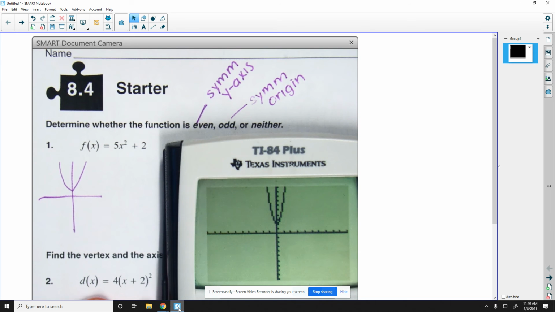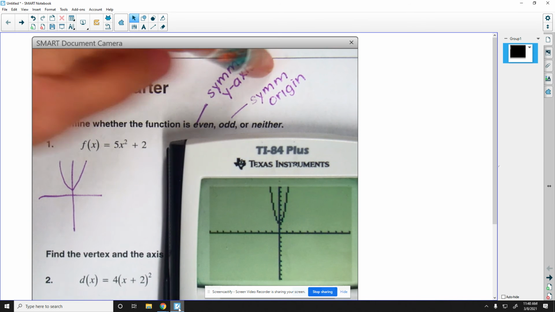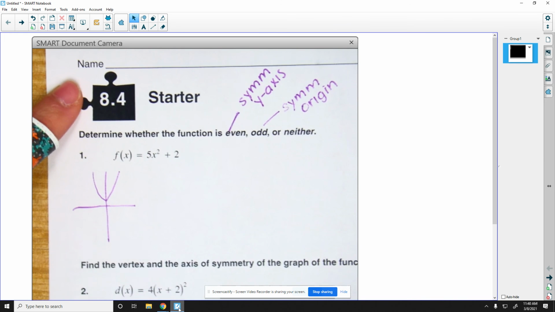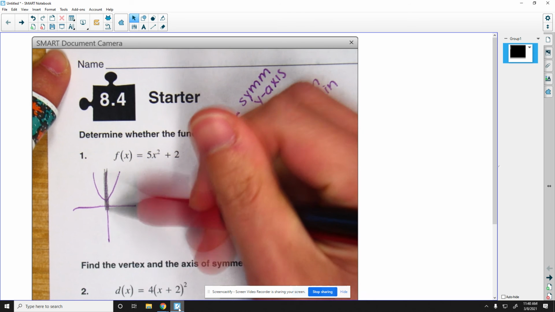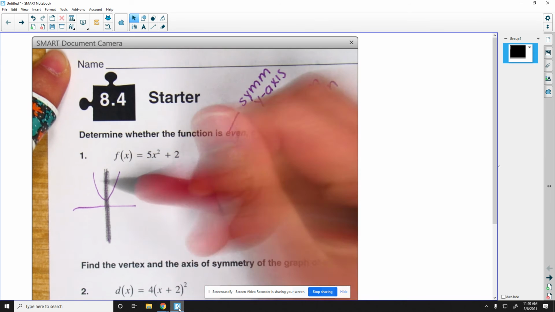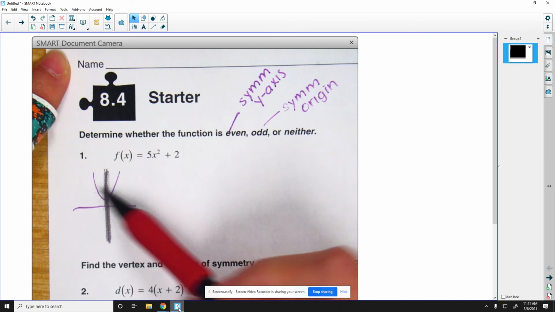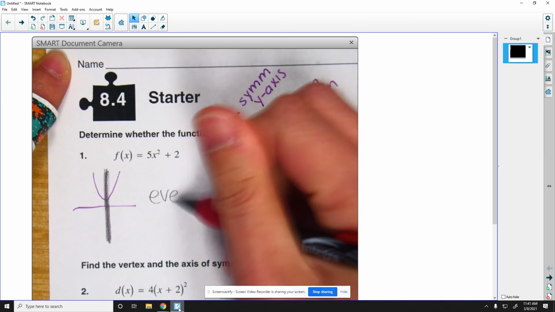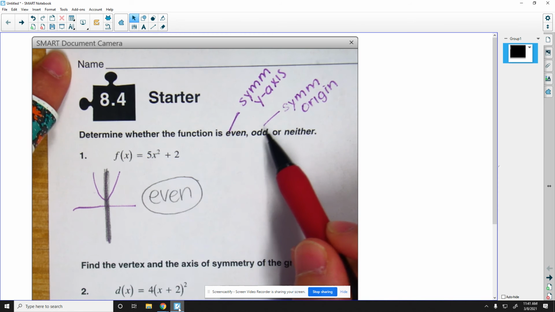Okay, so let's see if this picture is symmetric about the y-axis or symmetric about the origin or none of the above. Symmetric about the y-axis means that if I were to fold my picture on the y-axis, because symmetrical means it's even on both sides, right? If I fold it on the y-axis, would the left side cover the right side? Yes, it's a mirror image, right? So yeah, if it is, then it's even. And so in this picture, it's even. It's not symmetric about the origin.